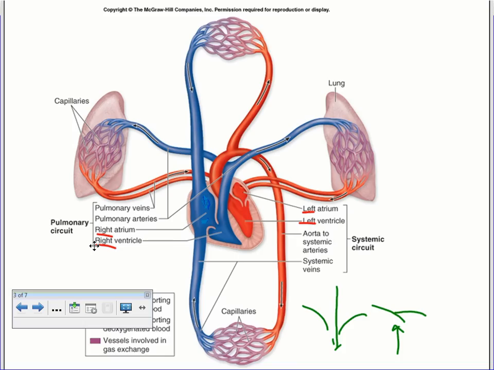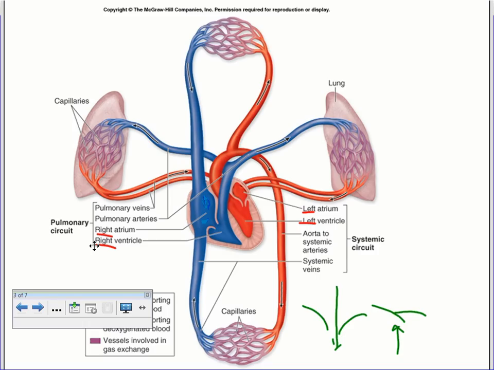And when it does so, it leaves the heart. Any vessel that leaves the heart is an artery. This one's going to the lungs, so it's going to be a pulmonary artery. It goes to the lung capillary beds. We'll talk about the lungs in a little bit here. It oxygenates the blood and returns back to the heart. Well, any vessel that returns back to the heart is a vein. Since it's leaving the lungs, it's going to be the pulmonary veins, back to the left atrium, which receives that blood and sends it through the atrioventricular valve into the left ventricle.